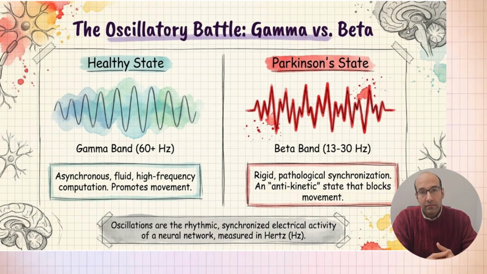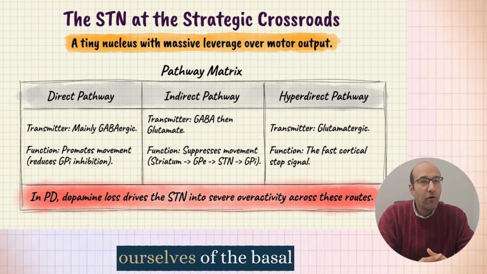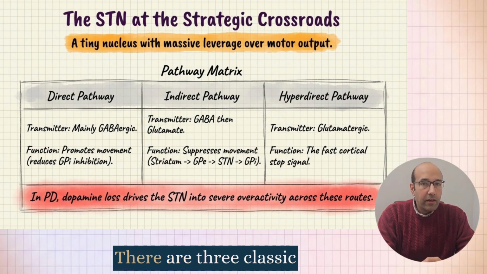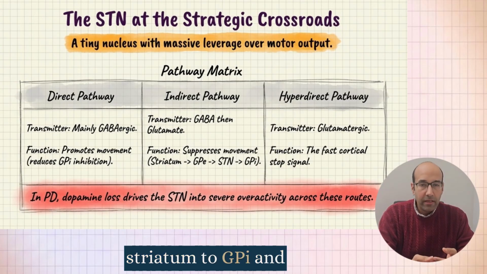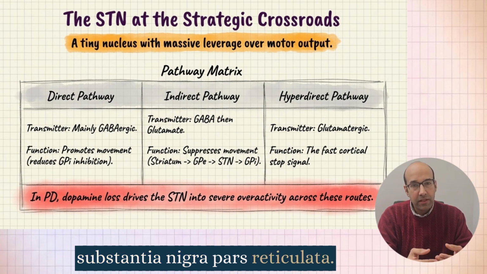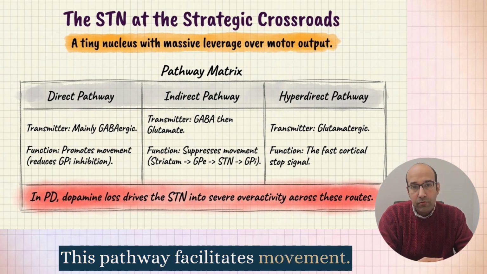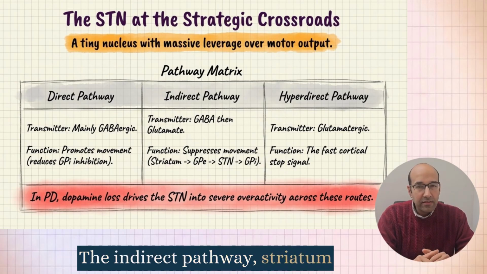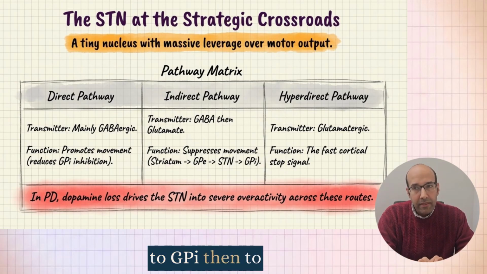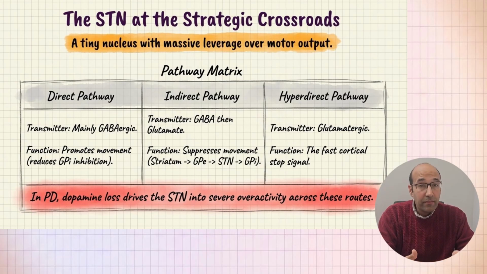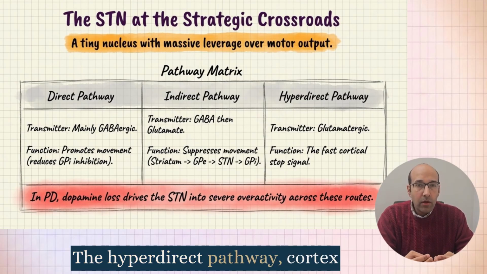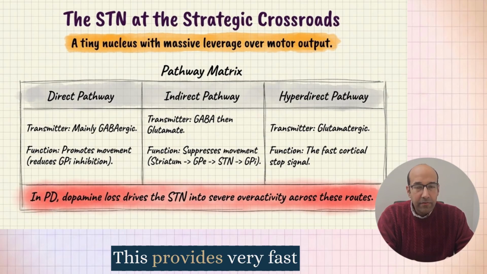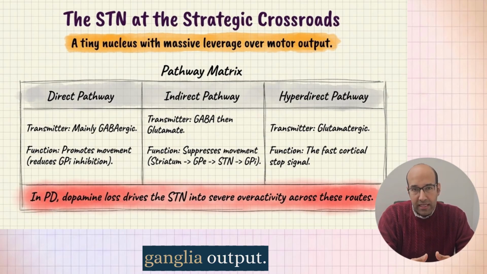Very briefly, let's remind ourselves of the basal ganglia loops. There are three classic pathways: the direct pathway, striatum to GPi and substantia nigra pars reticulata. This pathway facilitates movement. The indirect pathway, striatum to GPe, then to STN, then to GPi and SNr. This pathway suppresses competing actions. The hyperdirect pathway, cortex directly to STN. This provides very fast cortical control of basal ganglia output.